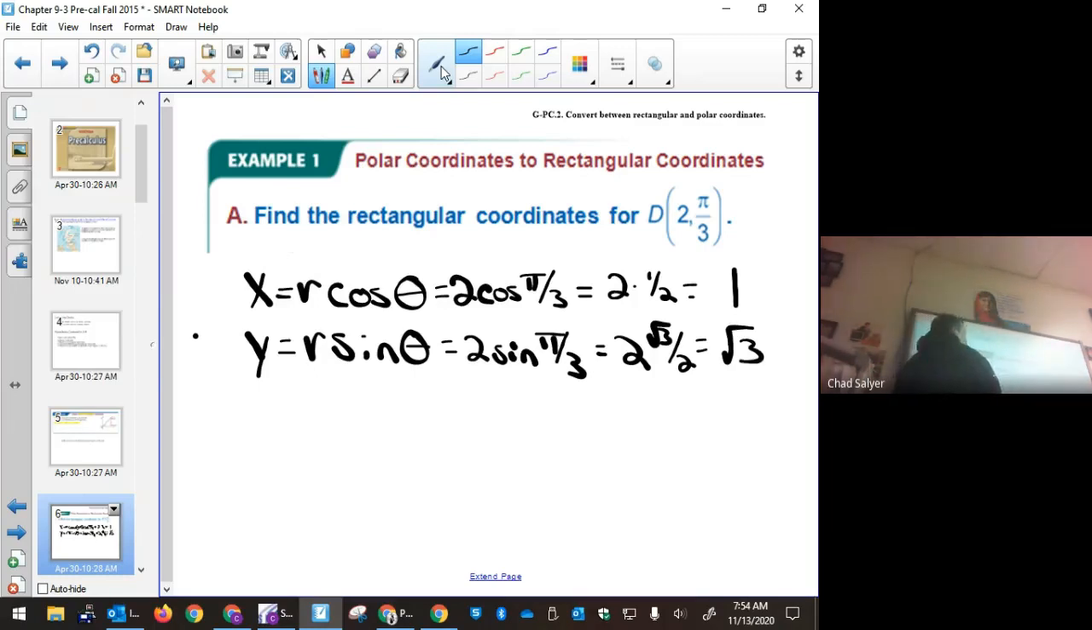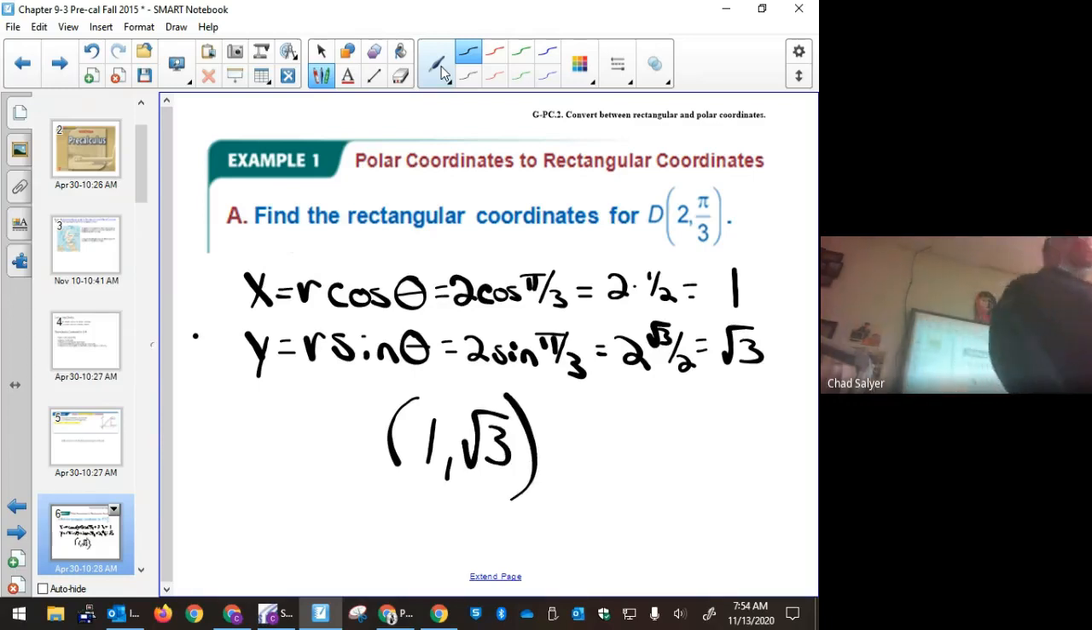Wait, so that's what I said. You said radical 2 over 2, right? Yeah, I meant the square root. I'm sorry. So 1 comma square root of 3. You did say that. You said it with so little conviction, you mumbled it as to obfuscate the answer.